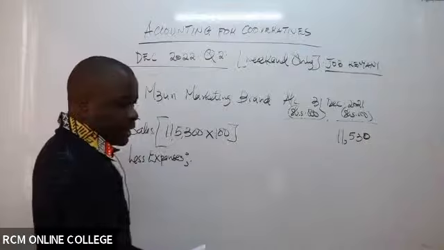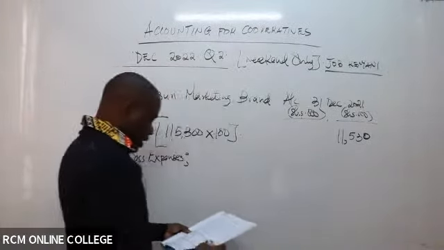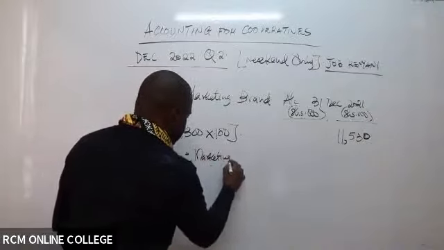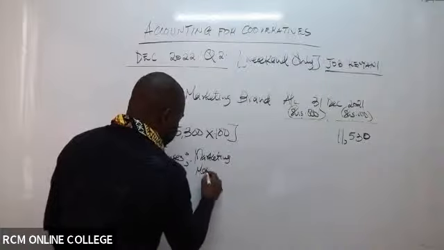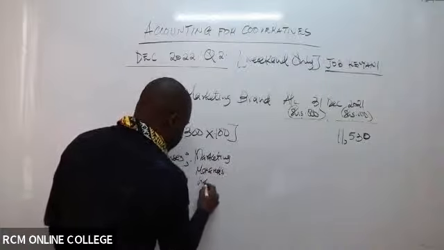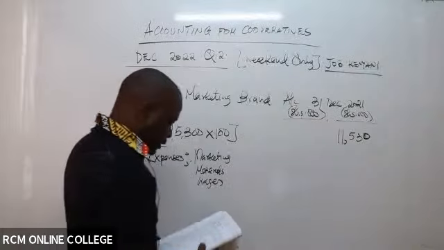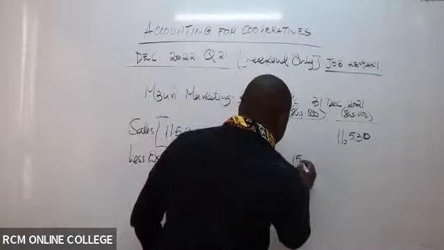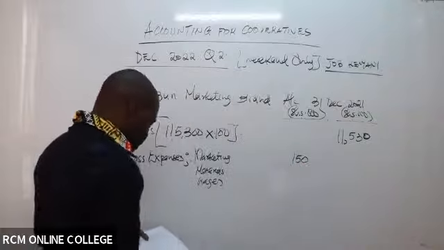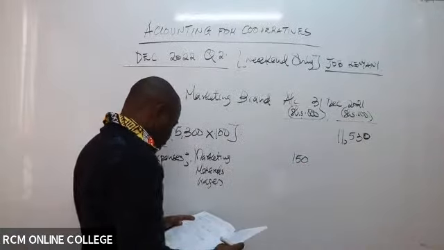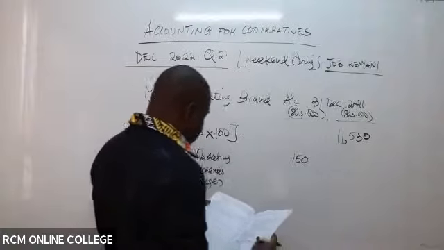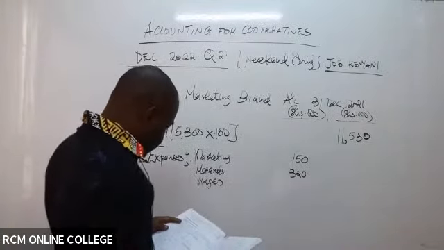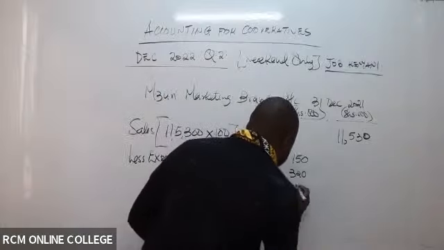In this case, the expenses we have are still marketing, materials, and wages. If you look at our trial balance, the marketing expenses for this particular brand were 150,000. Then the processing materials were 320,000. Then the processing wages were, I think, 30.